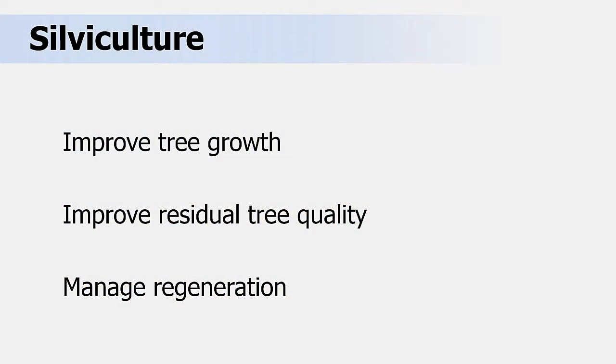Silviculture and harvesting are forest management tools designed to improve tree growth, improve residual tree quality, and manage regeneration. But too often, harvesting decisions don't follow the science of silviculture. Instead, harvesting is often based on poor understanding of forest growth and development. In these cases, future options for sustainable forestry are lost.